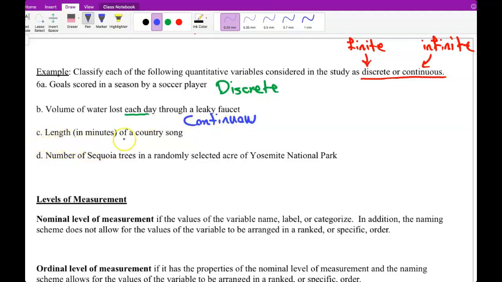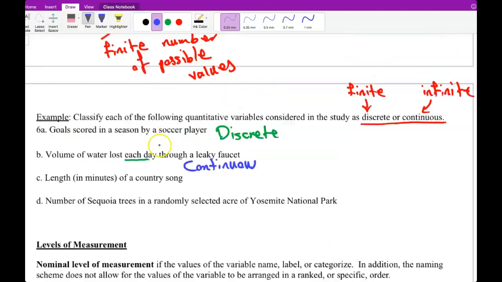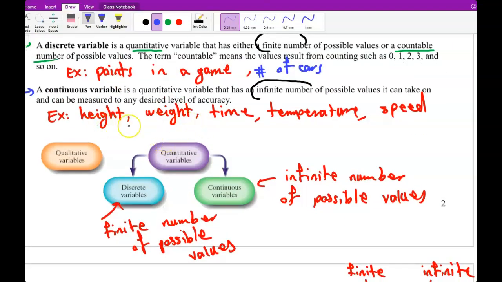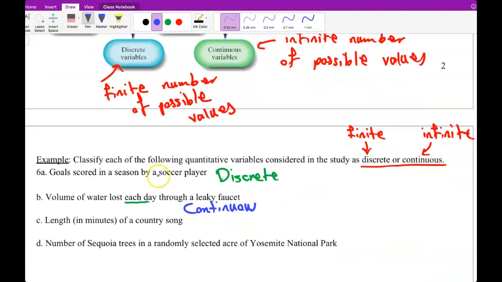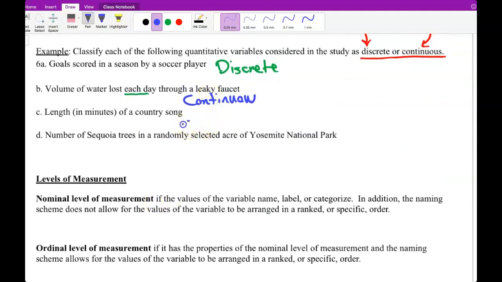Part C, length of a country song. We don't know what song it is. You may have many songs here, and as you can see on this part, I use height, weight. You may have length. There's another example for this part. So all of these are continuous. So this one also is continuous.